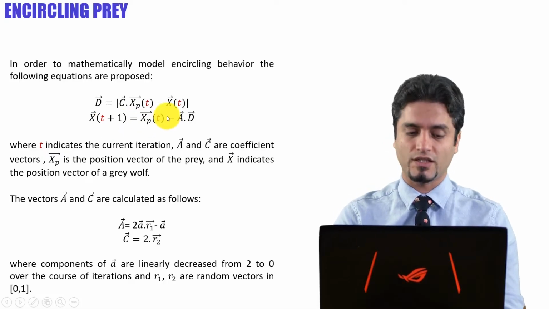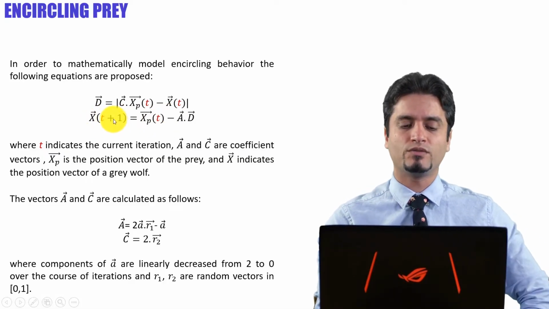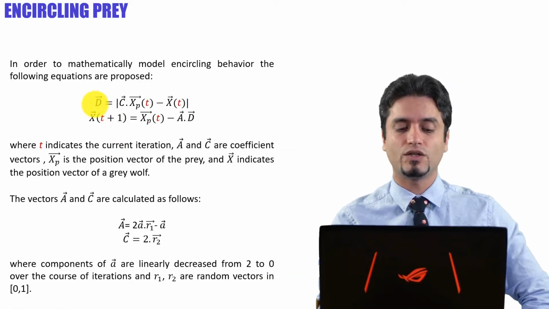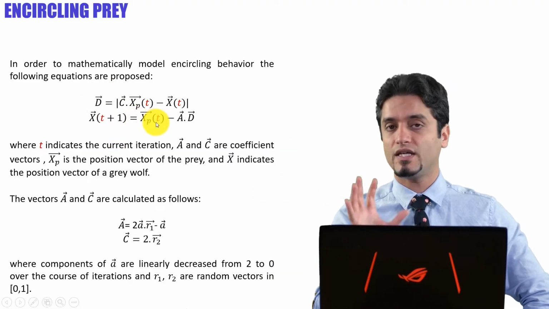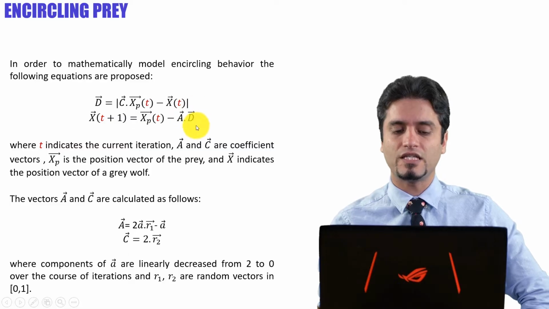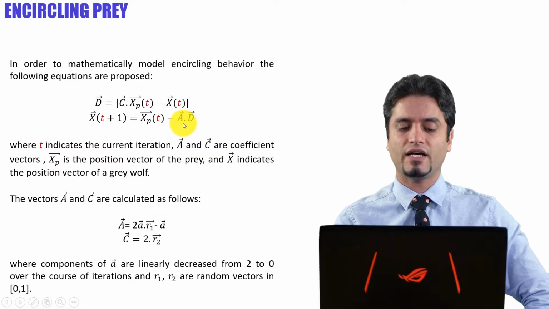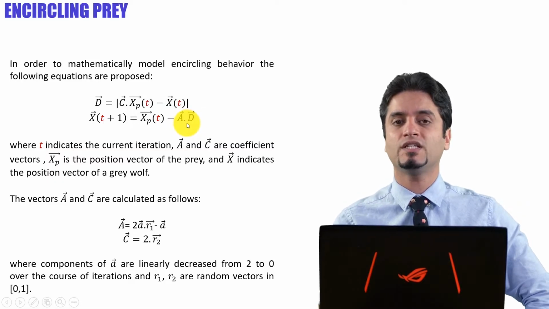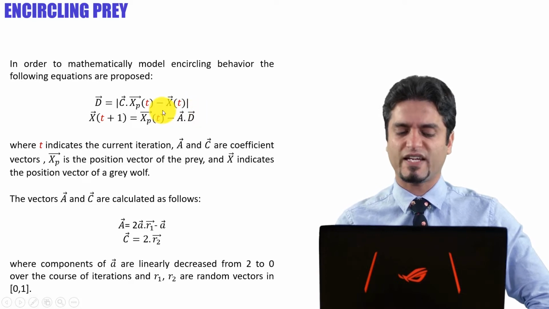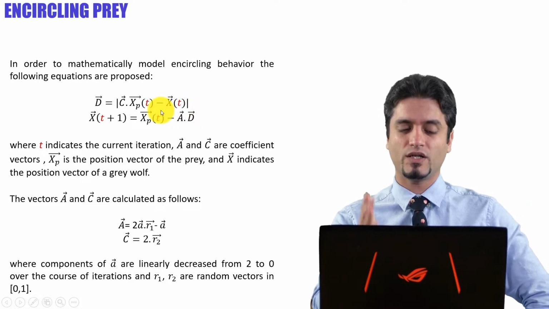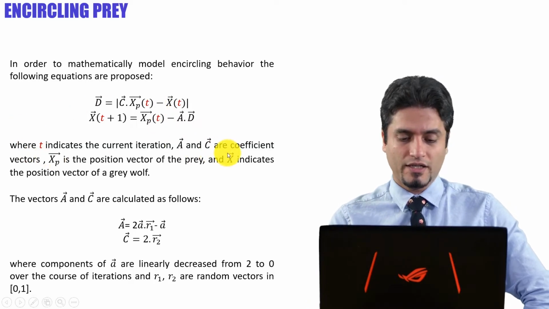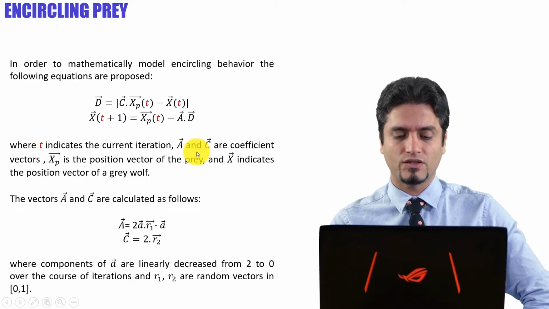This is the equation that I used. I said x(t+1), which means the position in the next step or next iteration, is equal to the current position of the prey minus A dot D. Again, this is just a pairwise multiplication, and if your problem is one dimensional, you don't need vectors. You just say x(t+1) equals x prey minus A times D. I've gone through all these parameters.